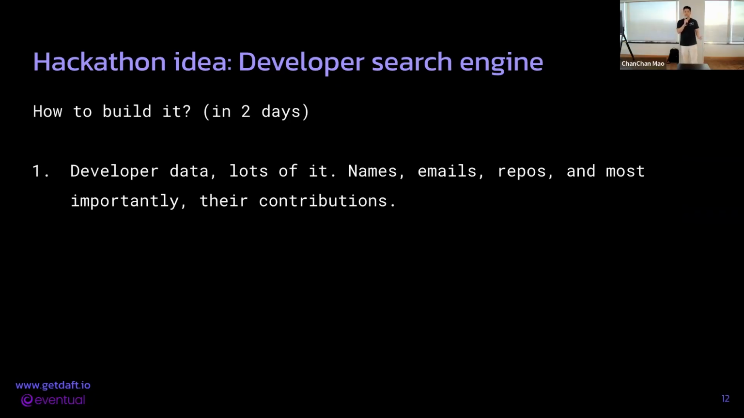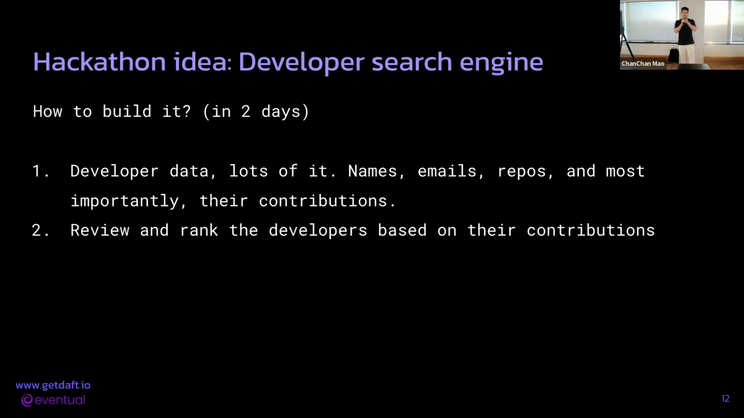There's two steps. One, we need data. We need developer data, lots of it, to populate our search engine. We need names, we need emails, we need repos, and we need their contributions, most importantly. Now we need to review these developers. We're going to do a code review on these developers somehow in 2 days to rank them so I know which developers are good or not.